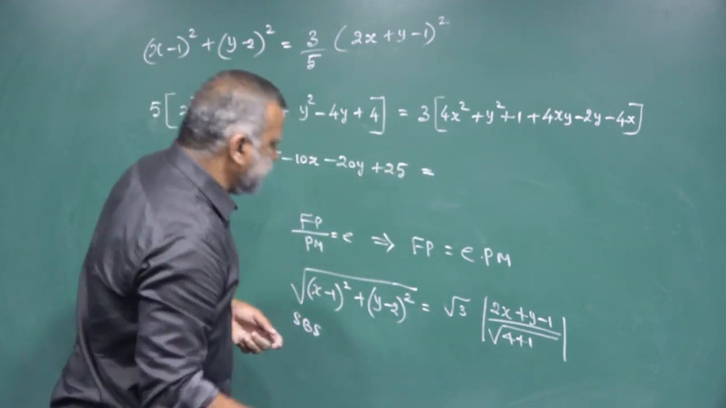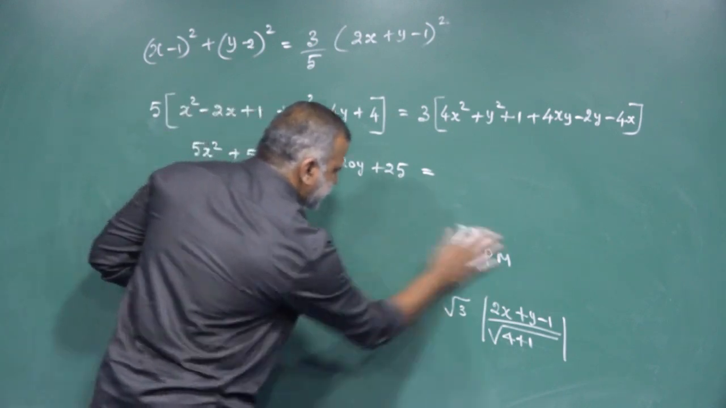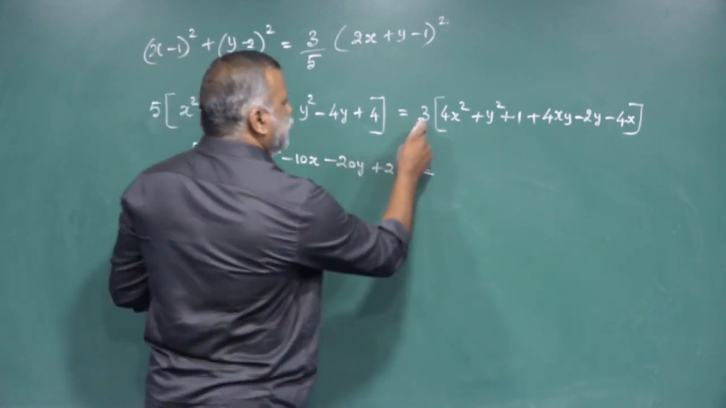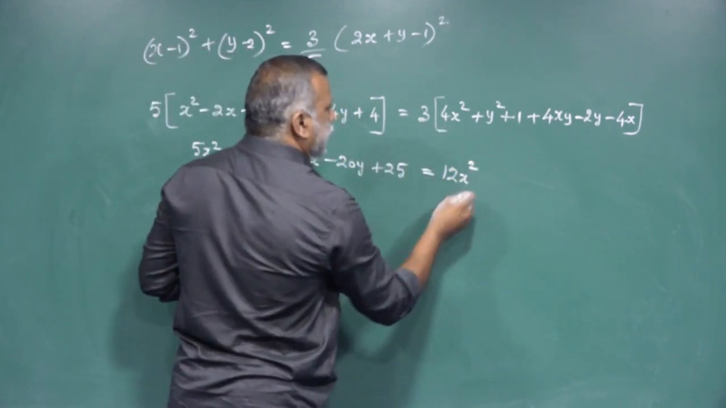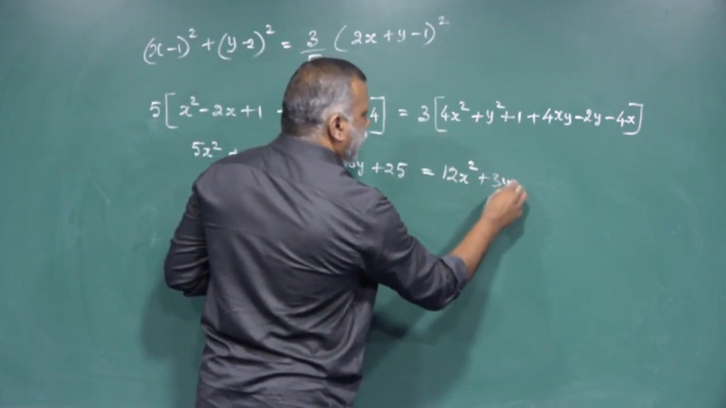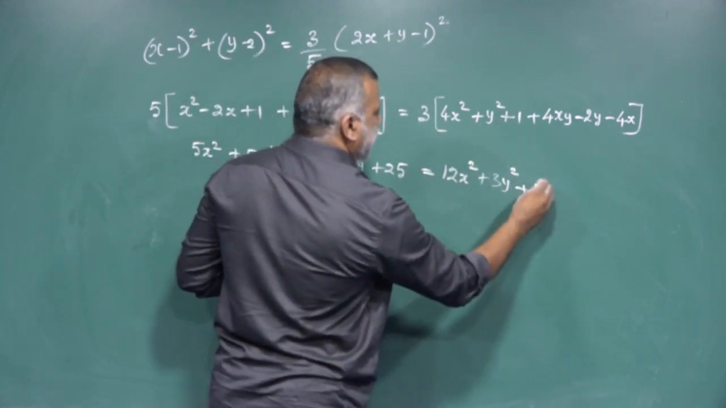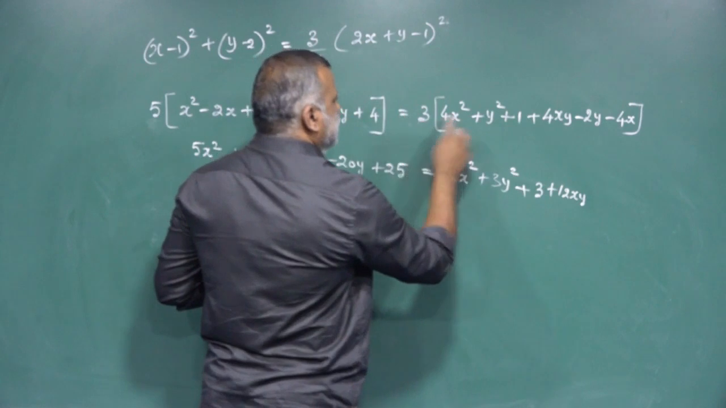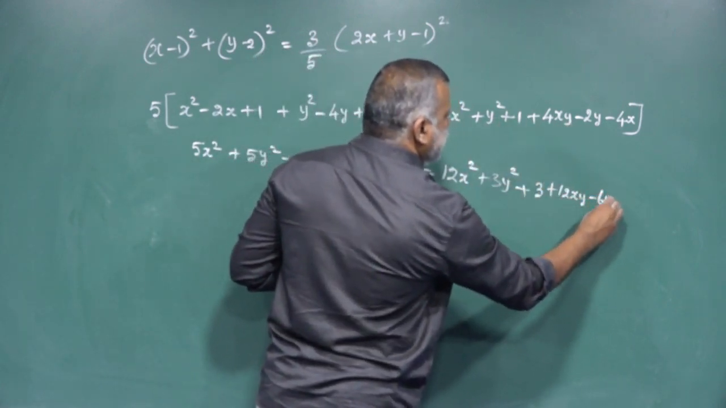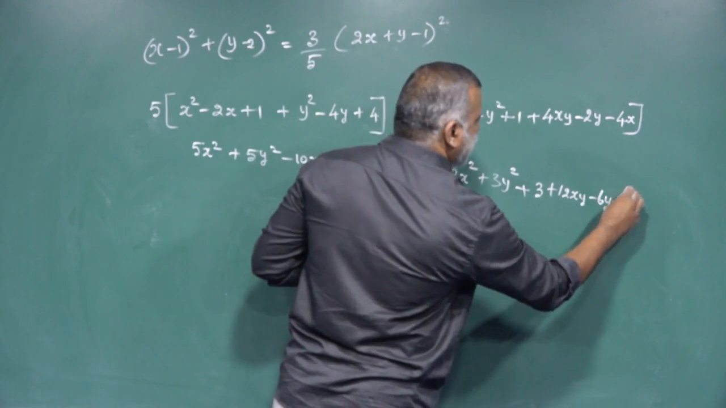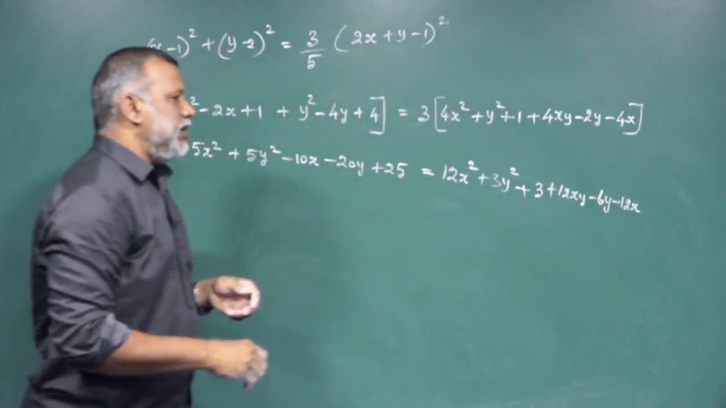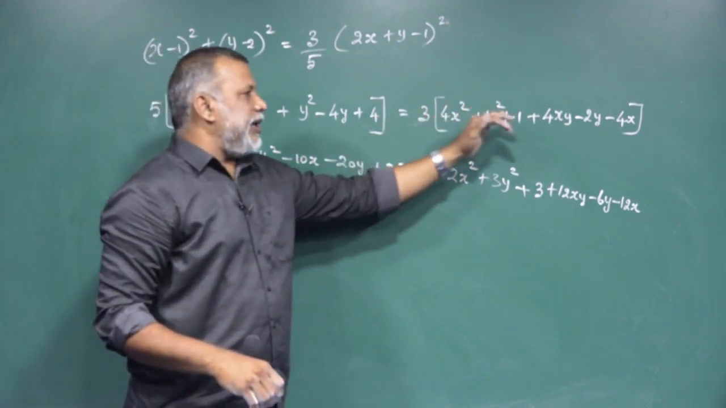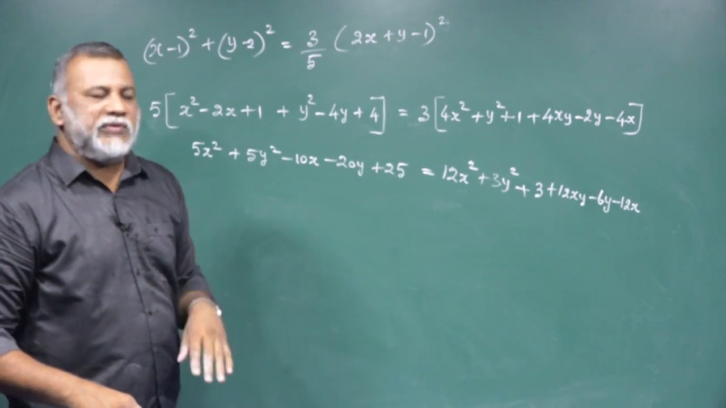Then your RHS result: just multiply 3 inside. See here, 3 into 4 becomes 12x squared. Again 3y squared. Again one more 3. 3 into 4, 12xy. Again 3 into 2, minus 6y. Again 3 into 4, minus 12x. So just expand; after that, multiply 5 inside here and multiply 3 inside here. We are going to simplify these values.